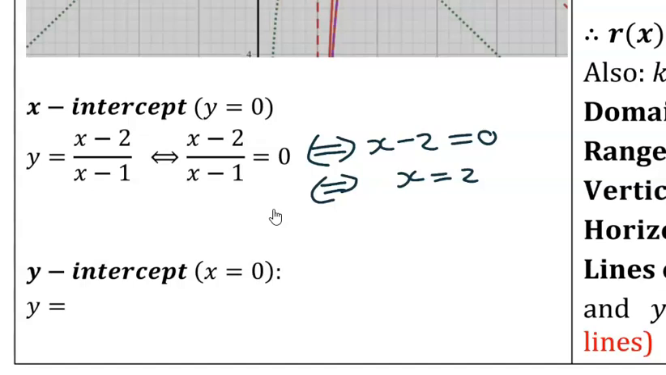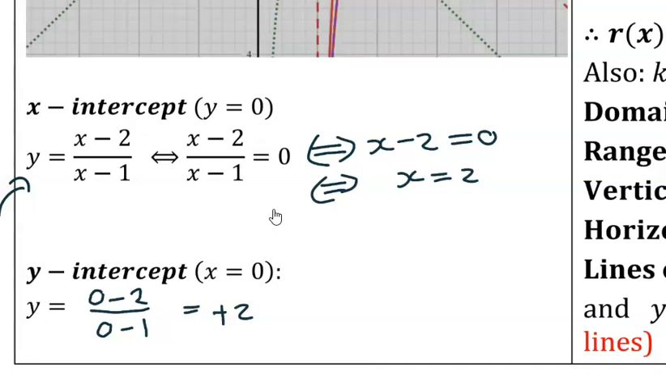So x equal to 2 is my x-intercept. And my y-intercept, I must just substitute x equal to 0 in the formula here. Then I get 0 minus 2 divided by 0 minus 1, and that will result in a positive 2 value. So I have an x-intercept of 2 and a y-intercept of 2.